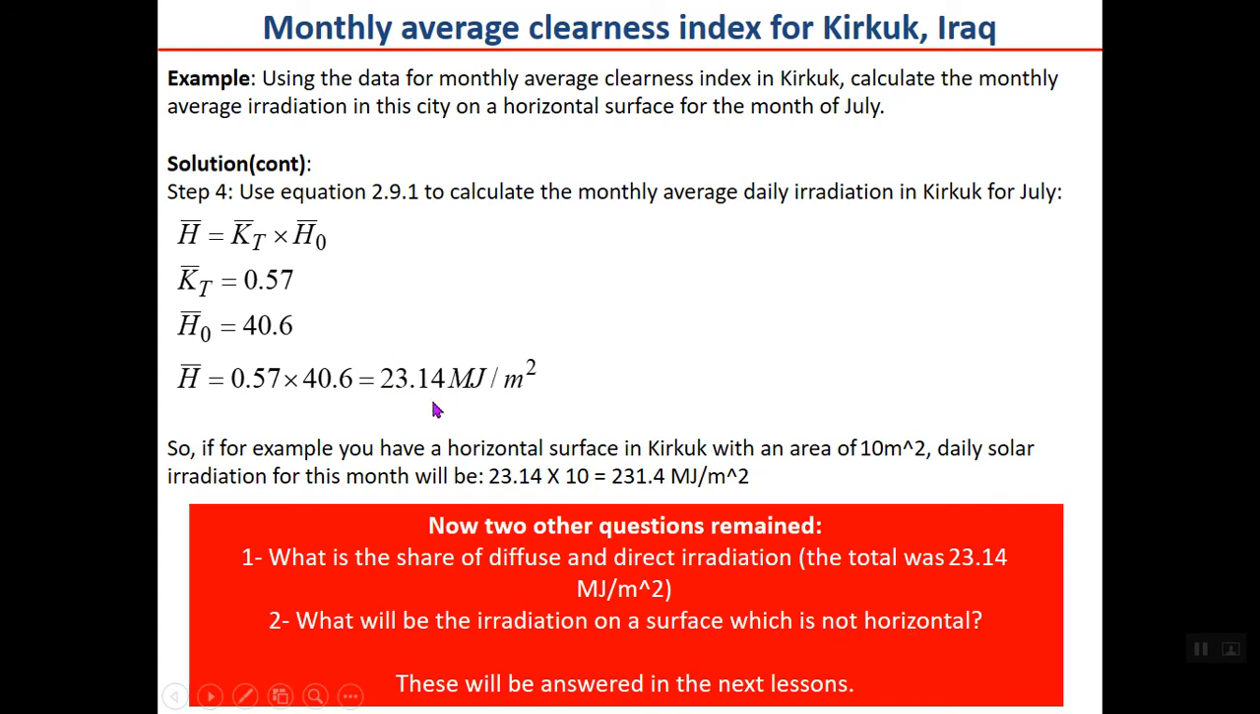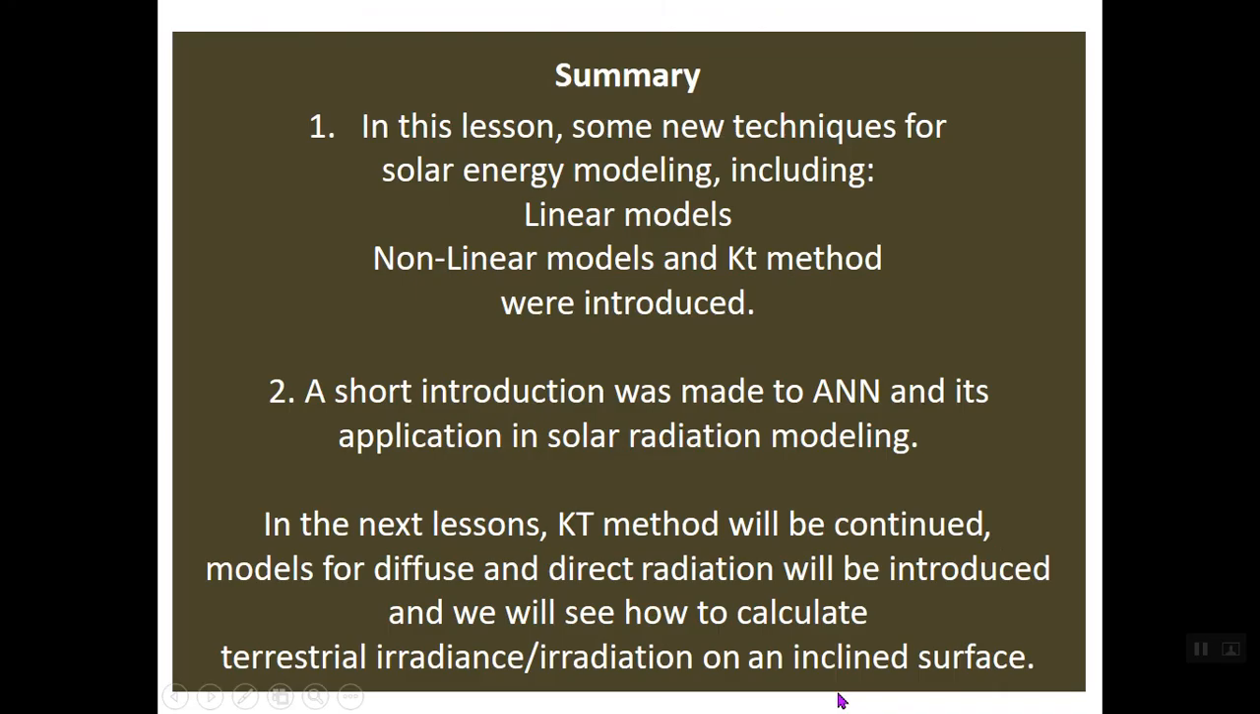Because this is the irradiation on a horizontal surface. For example, suppose that you have a solar panel in Kirkuk at a slope of, for example, 35 degrees. Then what will be the solar radiation on that surface? This will be answered in the next lesson.